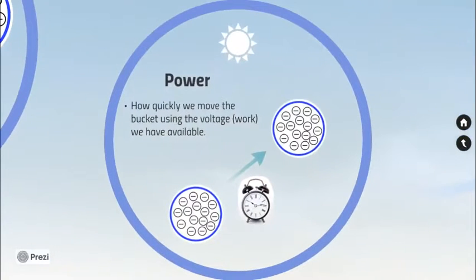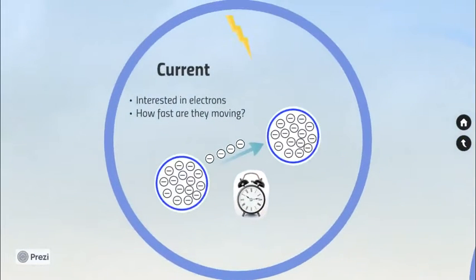Power is how quickly we move the bucket using the voltage we have. So we've got our pressure going, it starts to move, now we're timing it. Current: how fast are the electrons moving, or how fast are we going up, right? No problem there. We talked about that with the big guy and the little guy.